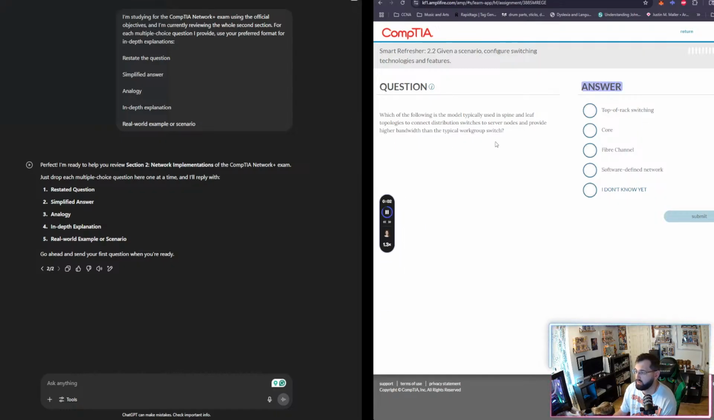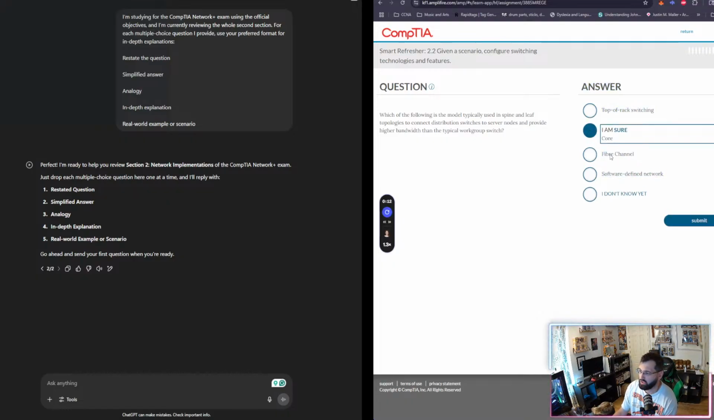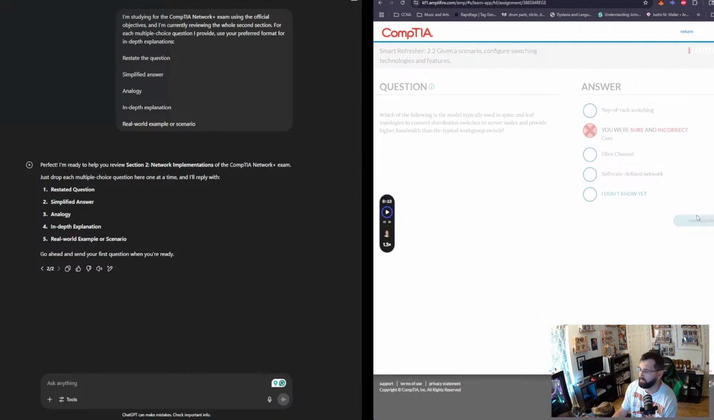Hold on, just read it again. Answer. Which of the following is the model typically used in spine and leaf topologies to connect distribution switches to server nodes and provide higher bandwidth than the typical workgroup switch? Answer. Top of rack switching, core, Fiber Channel, software defined network. I'm pretty sure it's core. Nope.